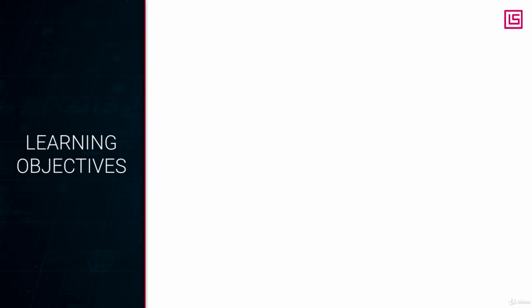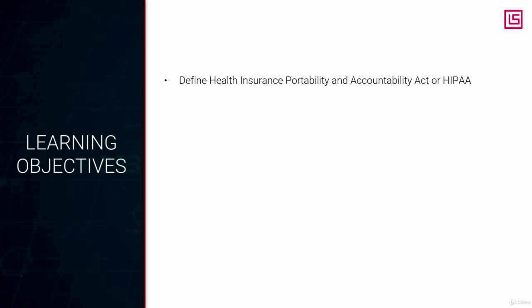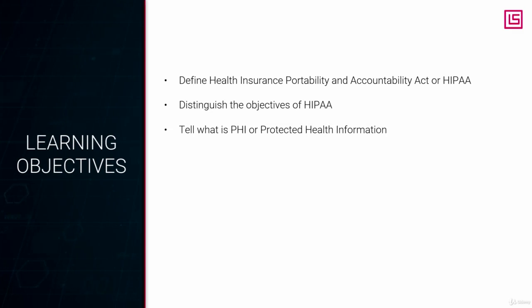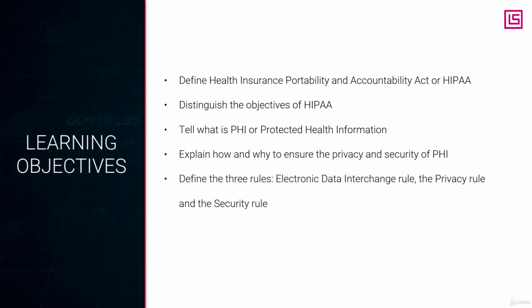Now let us look into the objectives of this course. In this course, you will be able to define Health Insurance Portability and Accountability Act or HIPAA, distinguish the objectives of HIPAA, tell what is PHI or Protected Health Information, explain how and why to ensure the privacy and security of PHI, define the three rules, Electronic Data Interchange Rule, the Privacy Rule, and the Security Rule, and identify data breach and HIPAA enforcement.